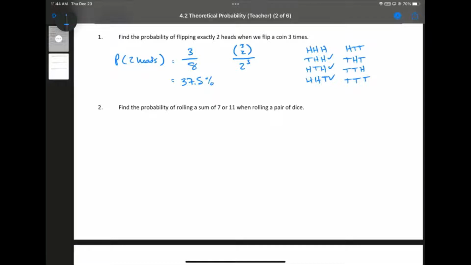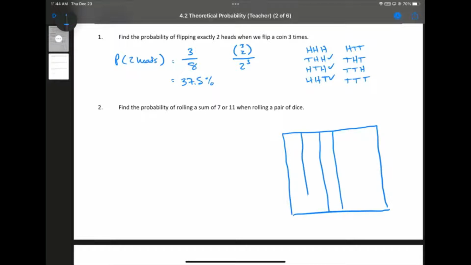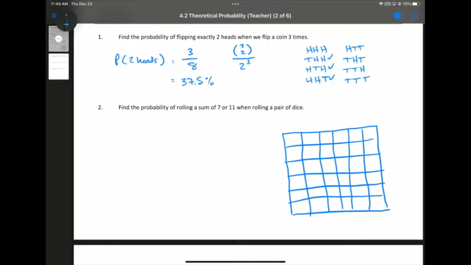So just as an example here, you can kind of see how long this will take me. What I'm going to do is make a 6x6 table. It's probably taking me longer actually than doing it on paper just because it's a little bit harder to draw on the tablet. And then what I'm going to do is say my first roll can be a 1, 2, 3, 4, 5, or 6, and my second roll can be a 1, 2, 3, 4, 5, or 6. And since I'm looking for a sum of 7 or 11, I'm going to just put the sum of each 2-number combination in here.